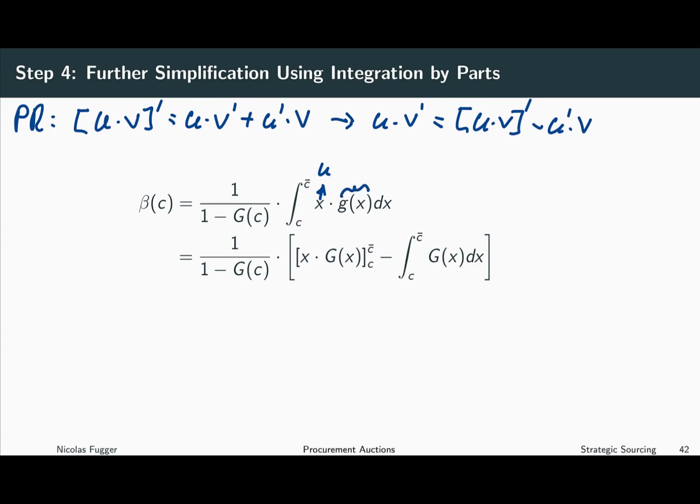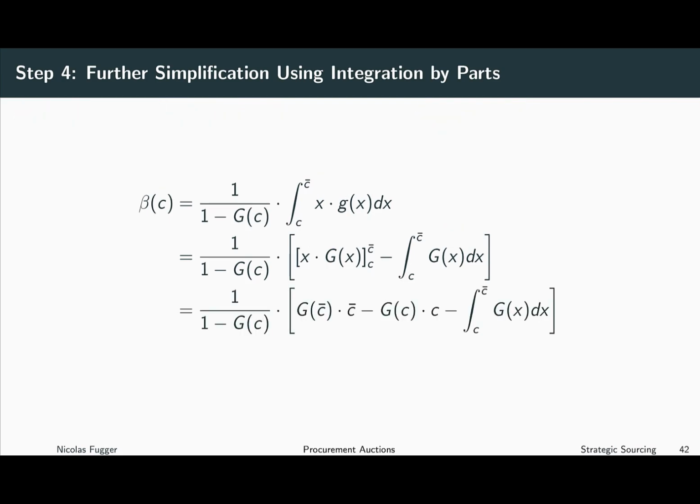and g of x is v prime. Okay? Then we can write here u times v, and here we have u prime. u prime is the first derivative of x with respect to x, which is nothing different but 1, times v, and v is just capital G of x. Okay? That is how we get from the first line to the second line.